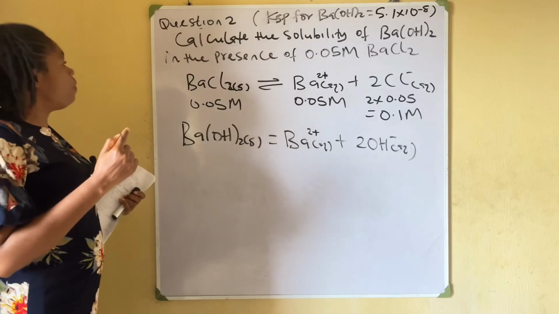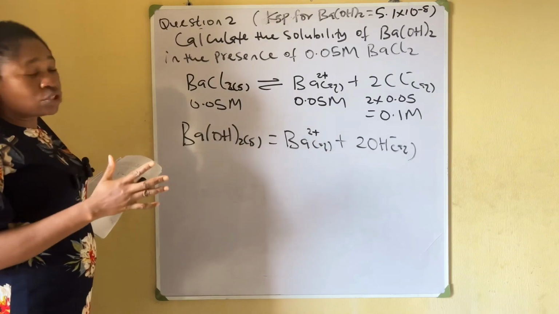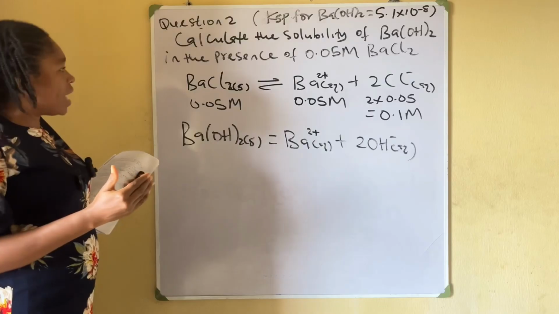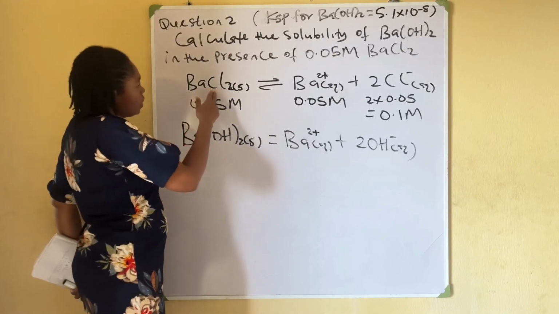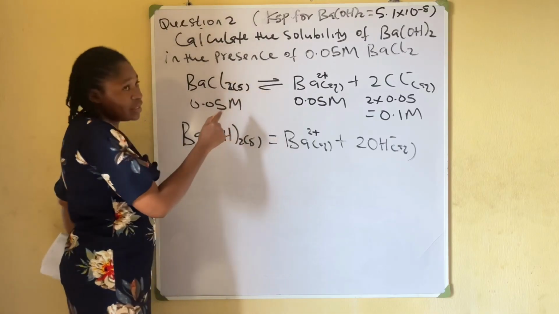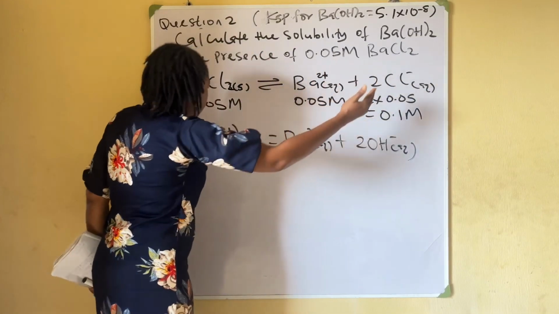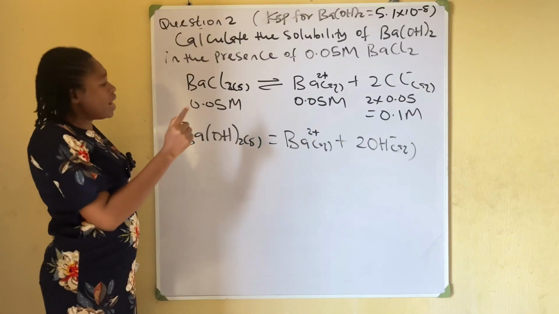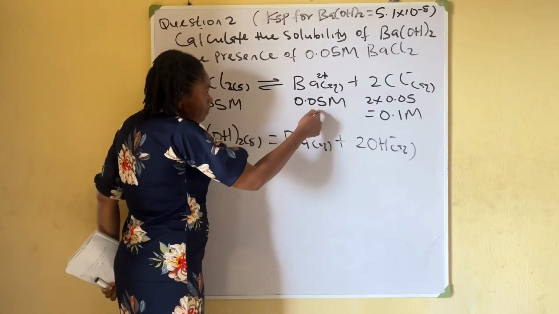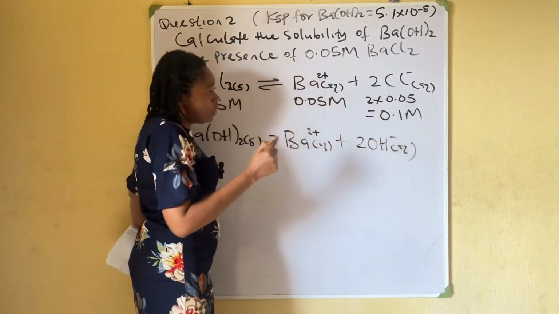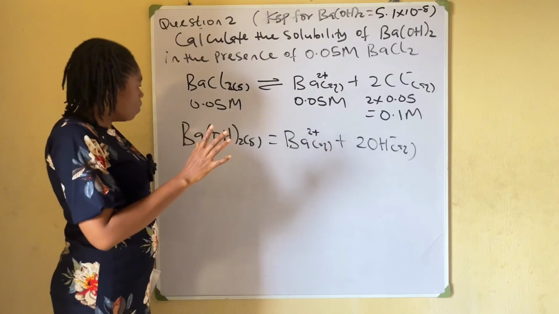Calculate the solubility of barium hydroxide in the presence of 0.05 molar barium chloride. This is the equilibrium equation for barium chloride. The ions present are barium ion and chloride ion. Since the concentration of barium chloride is 0.05, you have 1 mole for barium ion, that's 0.05, and 2 moles of chloride ion, that's 2 times 0.05, that's 0.1 mole.